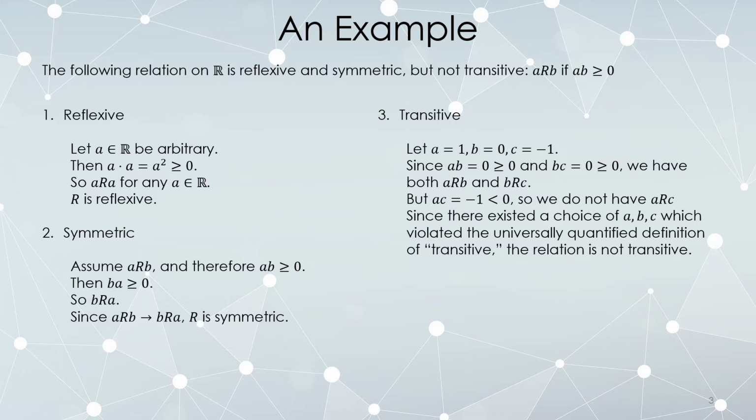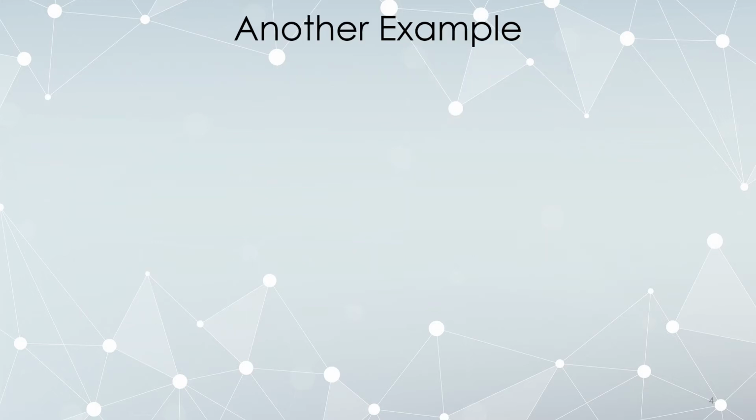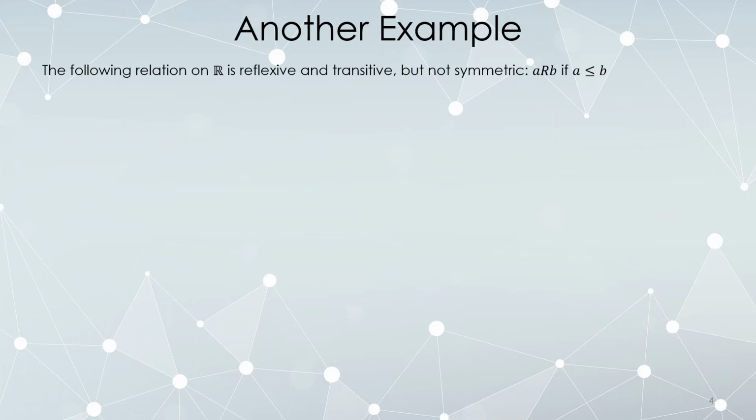So we have here a relation that is reflexive and symmetric, but not transitive. So it's not an equivalence relation because it does not have all three. Another example, another relation on R, this one is going to be reflexive and transitive, but not symmetric. A is related to B if A is less than or equal to B.